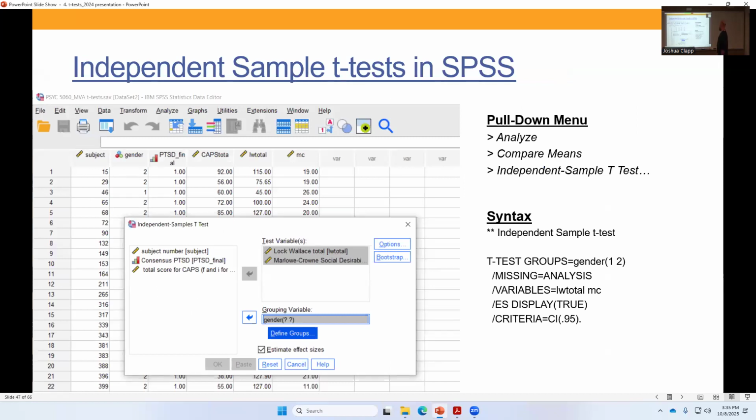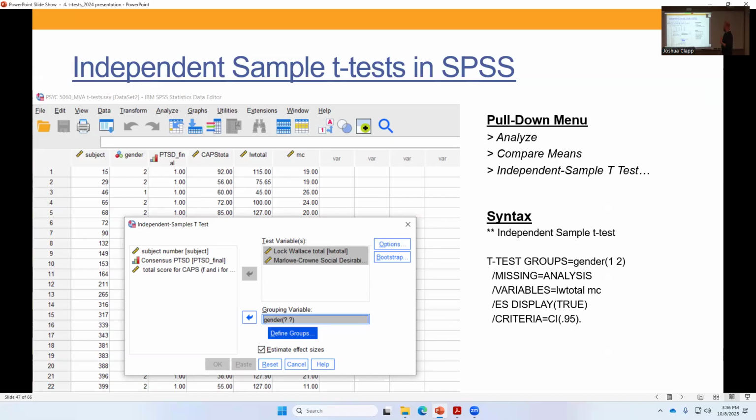So in SPSS, this is pretty straightforward. When you get to the actual t-test that you're going to run, you go to Analyze, Compare Means, Independent Samples T-Test. A little window like this will pop up. You put over your test variables, your dependent variables, what you want to test. Down here, you put your grouping variable, hit Define Groups, and it'll tell you what values you're comparing, right?